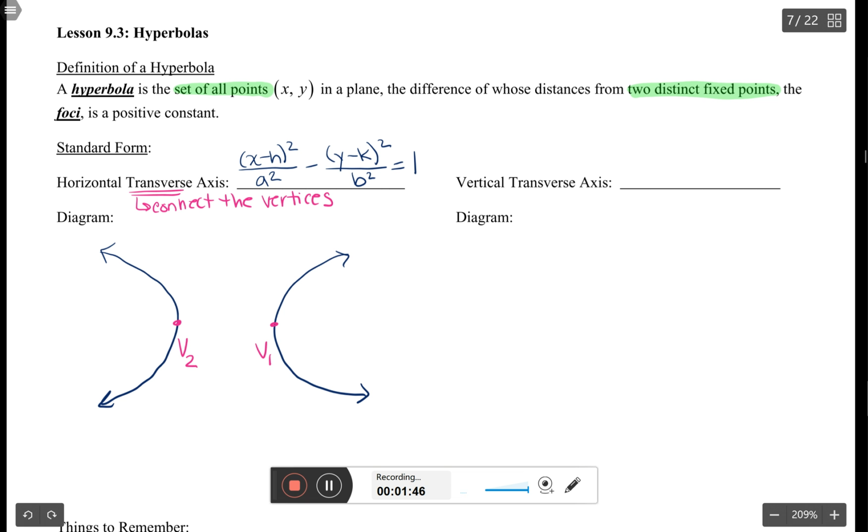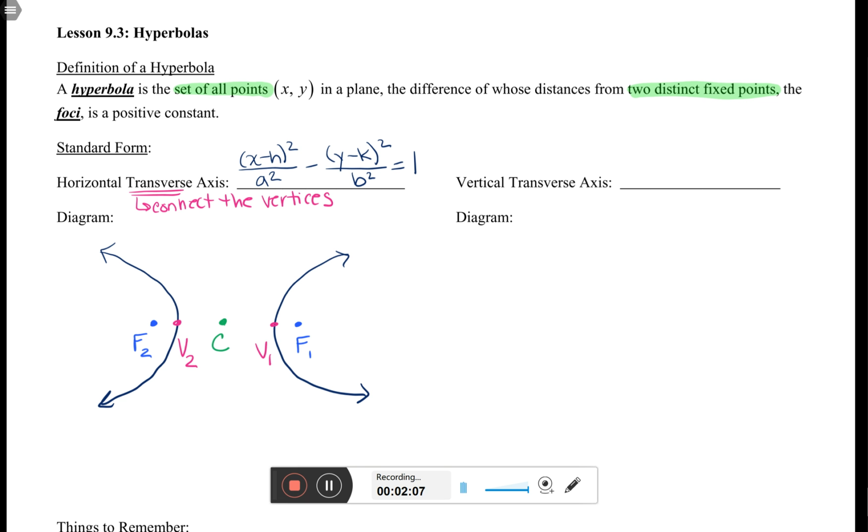Halfway between the vertices, we have the center. Here is the center. We'll call the center C. And then the foci are inside each of the branches. So here we'll call this focus 1. And on the left branch, we will put that point there, and that will be focus 2.